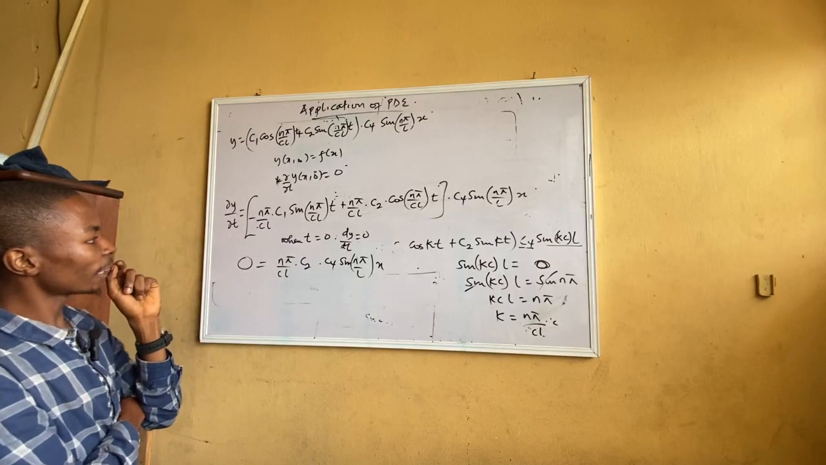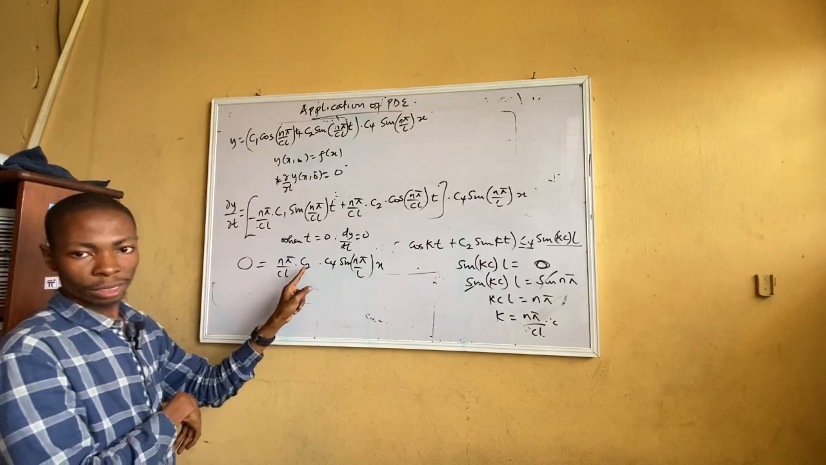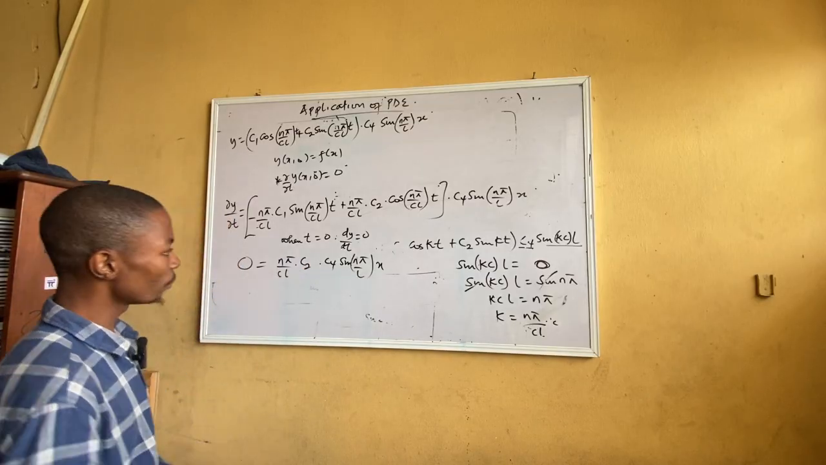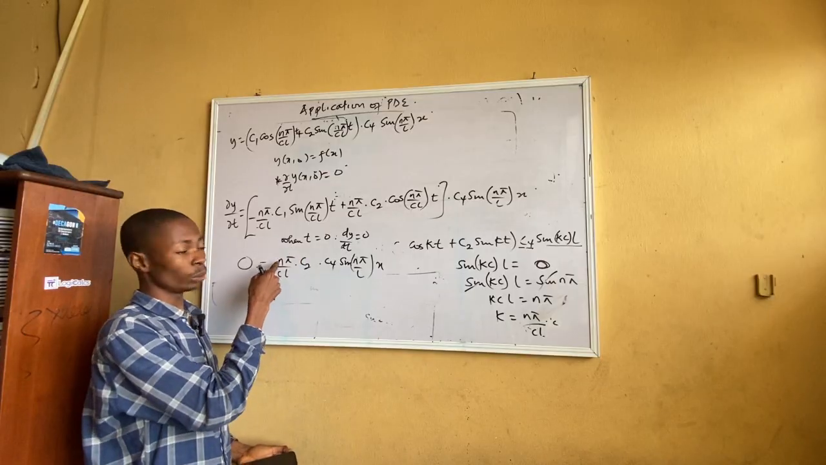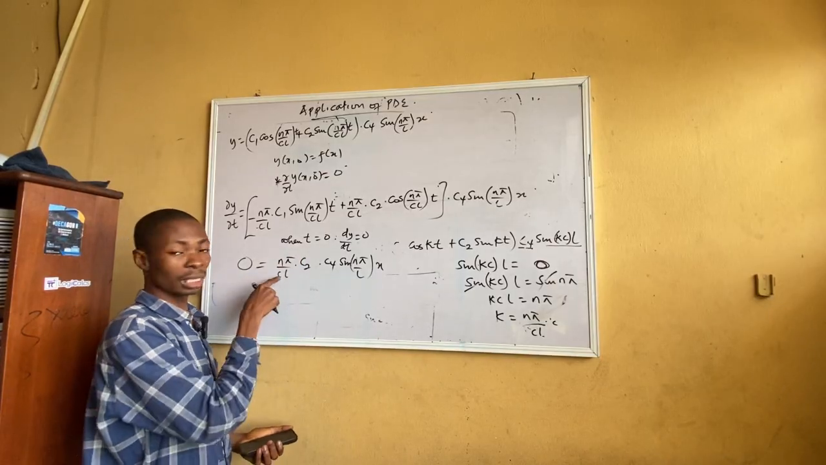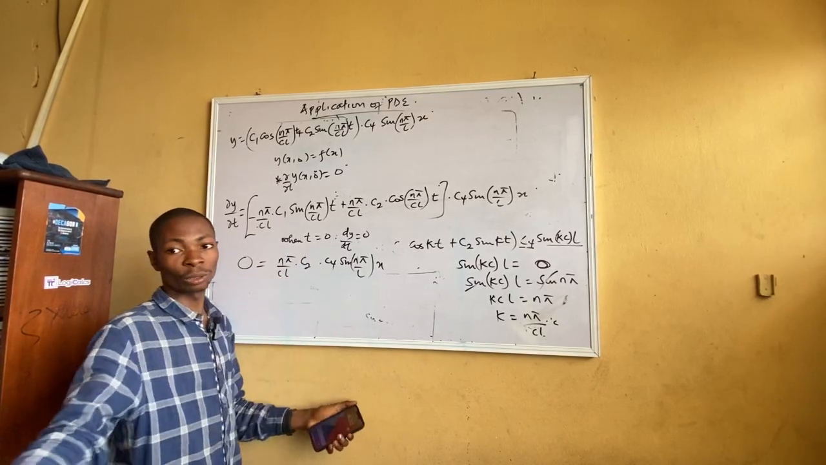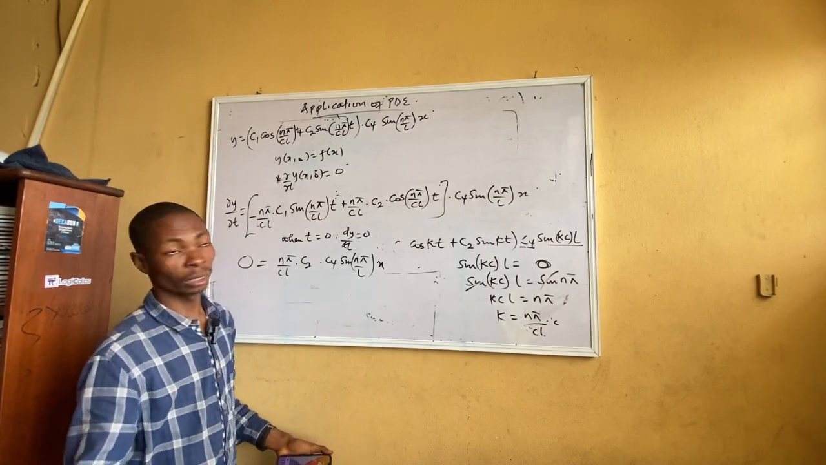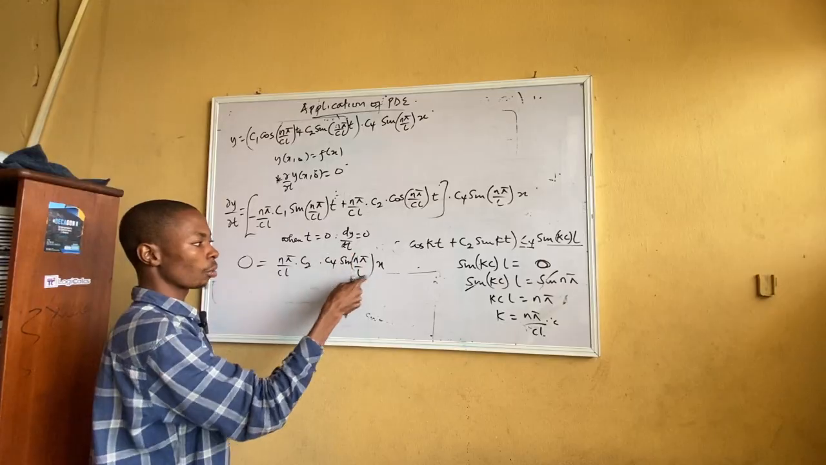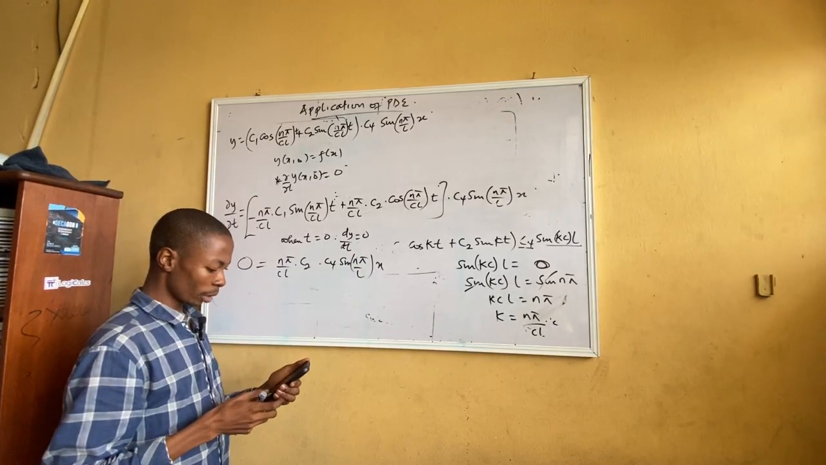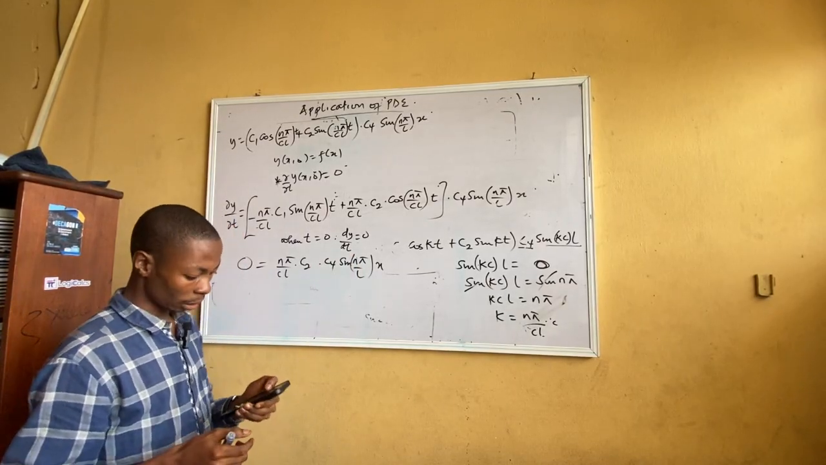Now, we're having C2 and C4. What are we going to equate to 0? You know, n pi over CL are constant. We know n now. n starts from 1, 2, 3. C is the speed of the wave. L is the length of the spring, because this is wave equation. So all these are constants. Now it remains C2 and C4.